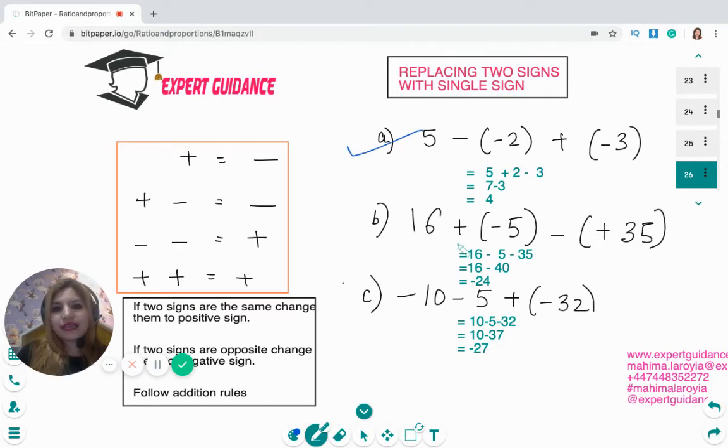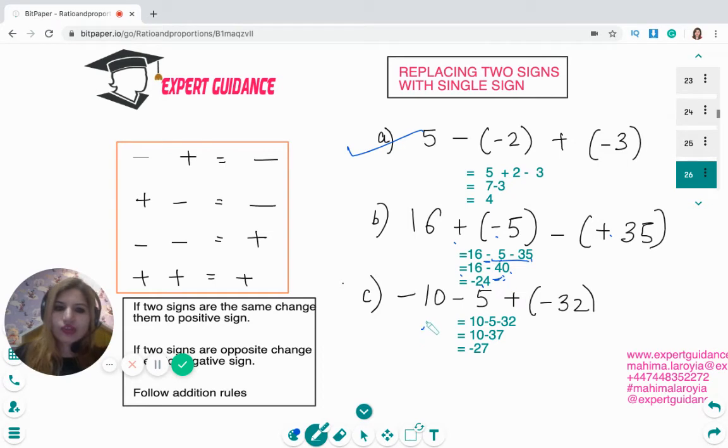For part B, plus minus becomes 16 minus 5 minus 35. The two negative numbers are the same sign. You will add them, but will have a negative sign. So minus 5 minus 35 is minus 40. 16 minus 40, take the two numbers away, but the answer will be negative as the bigger number is negative.